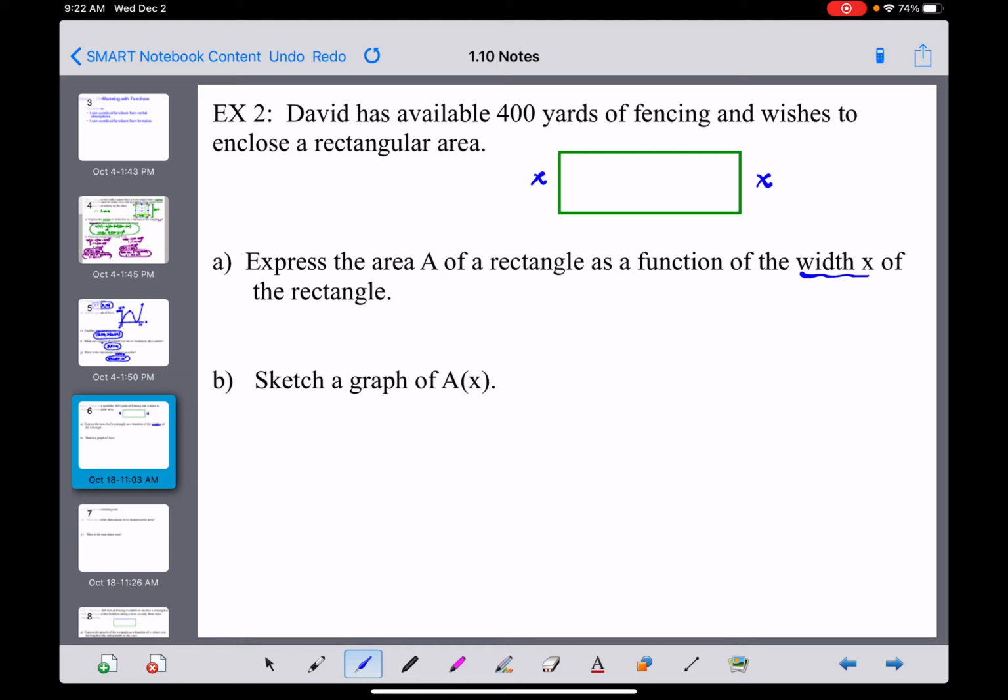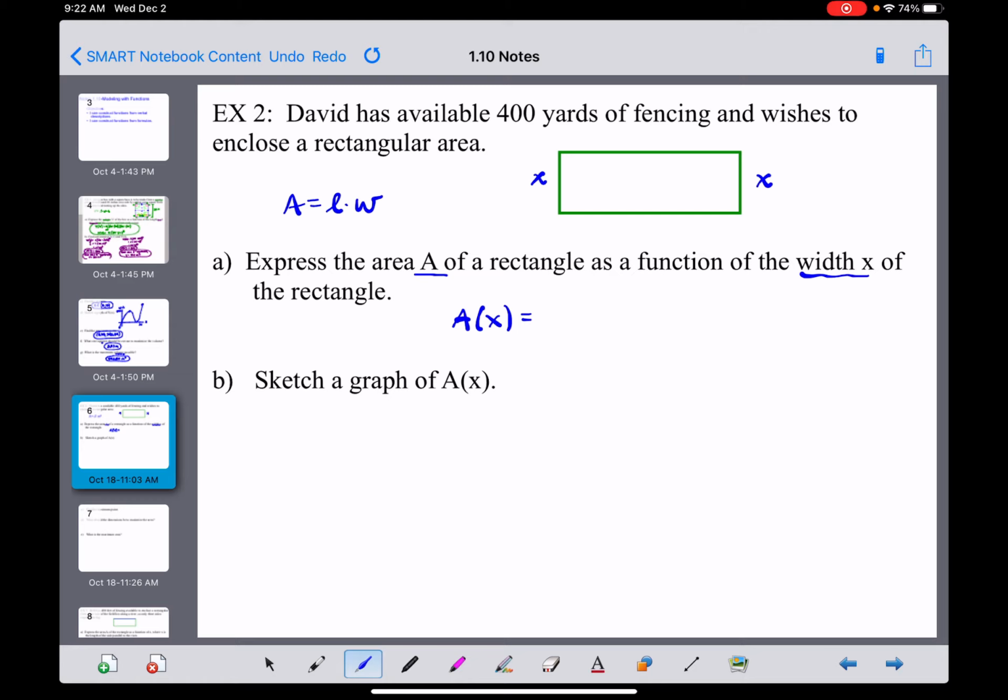So that's x. So I need to figure out, again, if I'm expressing area, capital A, as a function of x, then I'm talking about A of x. Area is a function of x. That means that everything after that should only have an x in it. Can't have anything else. So remember that area is length times width. So I know the width is x, but I need to figure out the length.